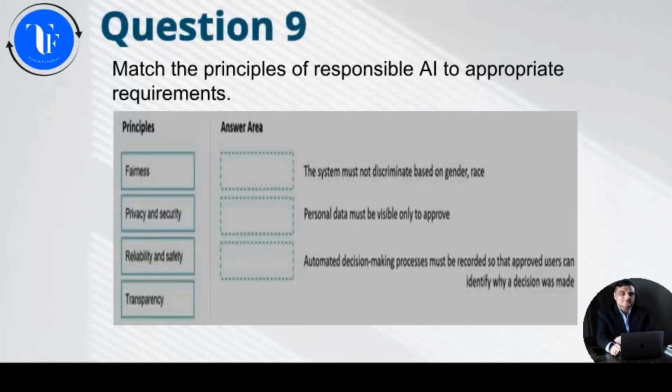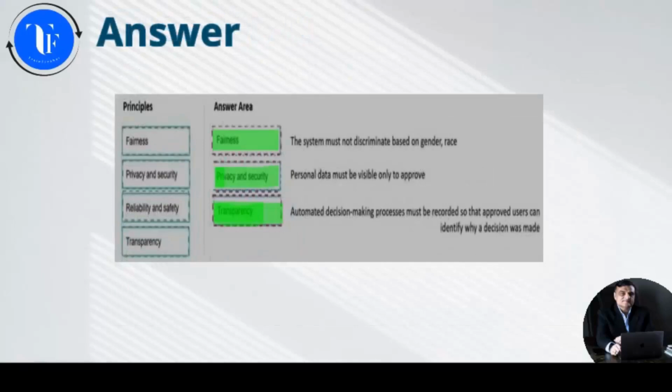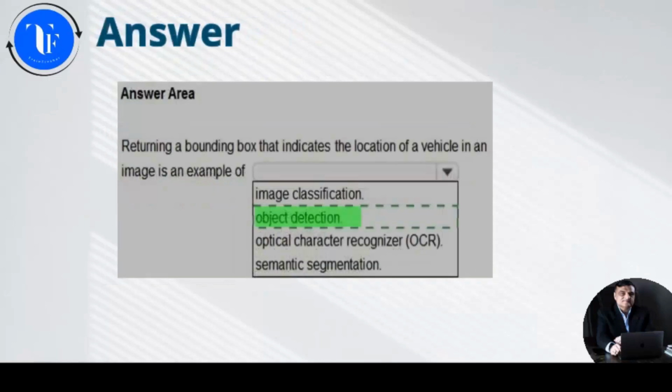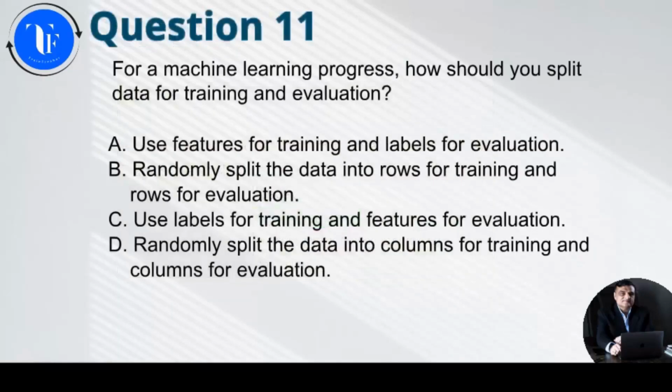Question 9. Match the principles of responsible AI to appropriate requirements. Answer. Fairness, privacy and security. Transparency. Question 10. Returning a bounding box that indicates the location of a vehicle in an image is an example of. Answer. Returning a bounding box that indicates the location of a vehicle in an image is an example of object detection.